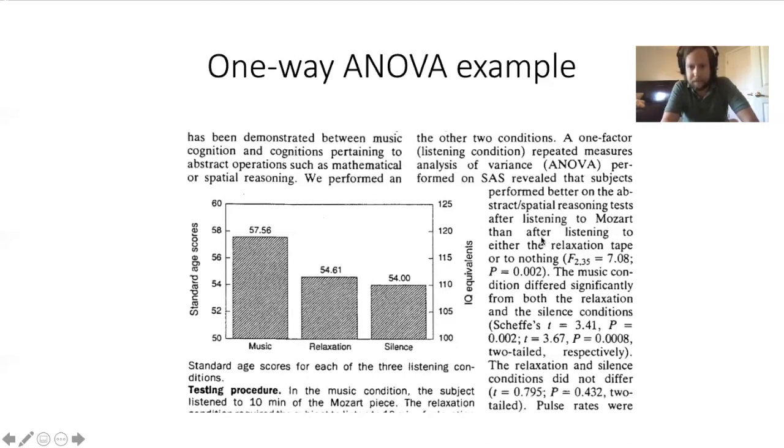Basically, I'm not going to find the exact wording, but the music condition was significantly higher than the other two conditions. So the question I have for you: they said they did a one factor, or one-way, repeated measures analysis of variance. Why is this the correct answer? Why is one-way repeated measures ANOVA the correct answer here?